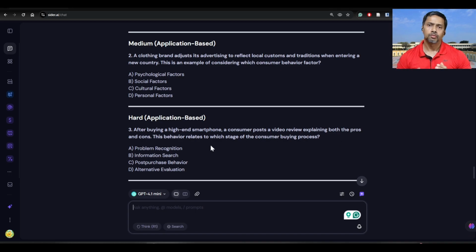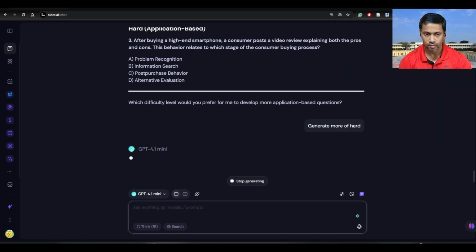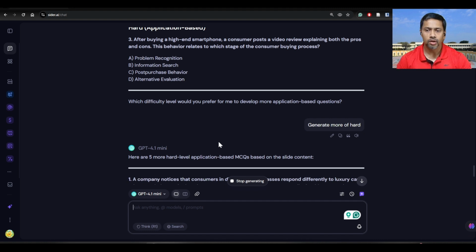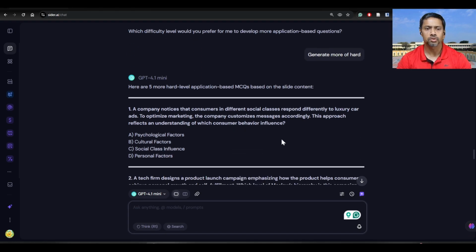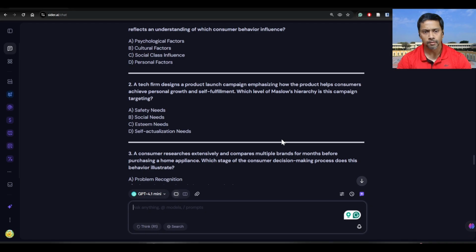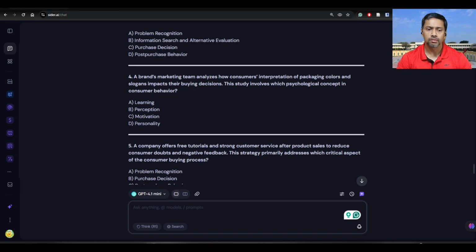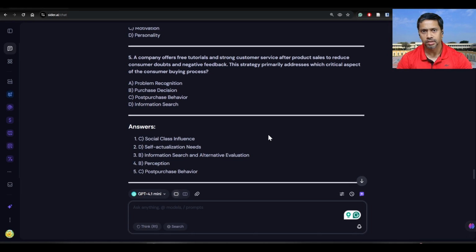So now, based on my understanding of how much my students have learned, their assessment needs, and what I expect them to perform, I can choose any one of these, and I can say generate more of those. So I'm saying generate more hard questions. Now here it is saying, here are five more hard application based MCQs based on the slide content. Now these are the questions: question 1, question 2, question 3, 4, and 5. And now the answers are also coming.